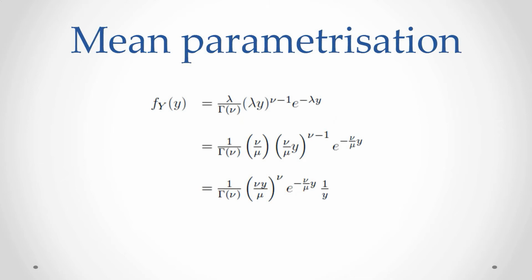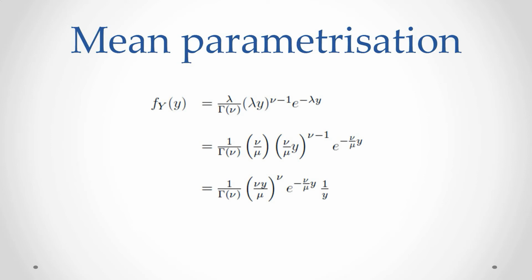Properties of the gamma distribution, the mean parameterization. Note that for the gamma distribution, f of y is given by lambda to the power nu over gamma nu, into y to the power nu minus 1, e to the power minus lambda y, which can be written as 1 over gamma nu into nu by mu to the power nu, y to the power nu minus 1, e to the power minus nu by mu into y.